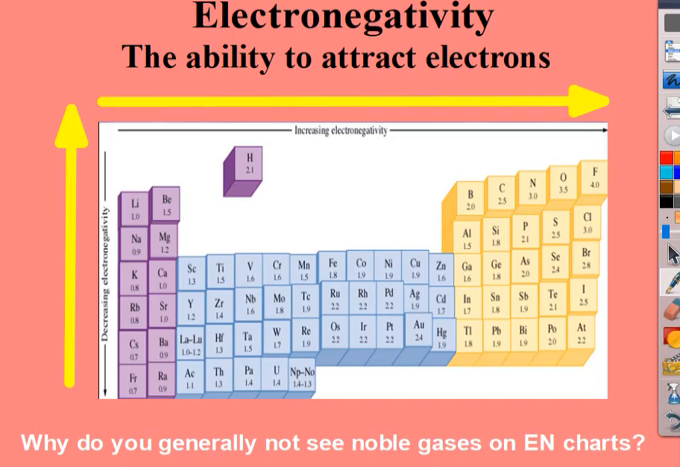So why do you generally not see noble gases on electronegativity charts? So noble gases already have full outer shells, so they don't need any more valence electrons.